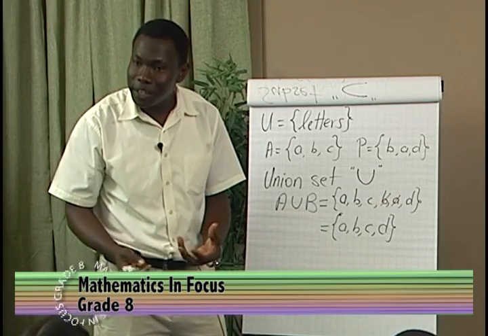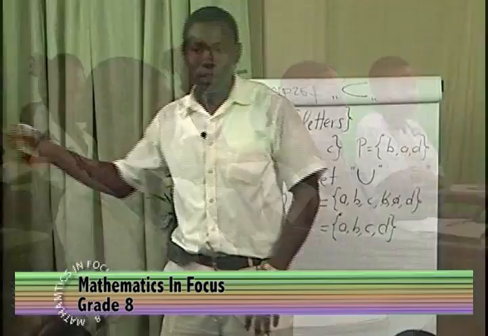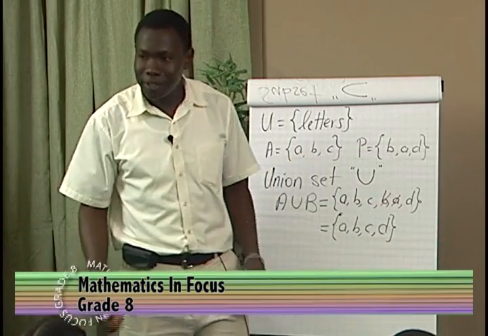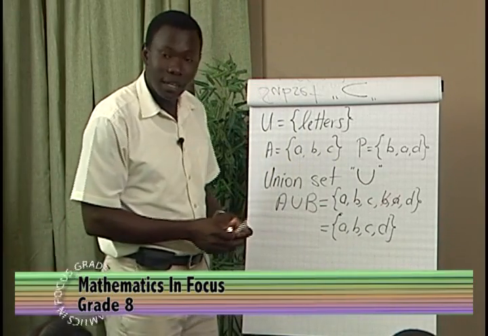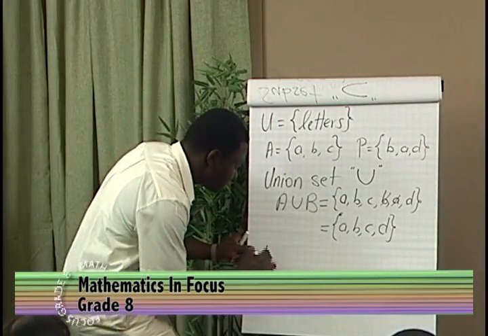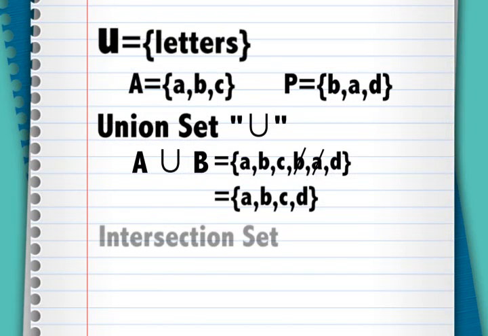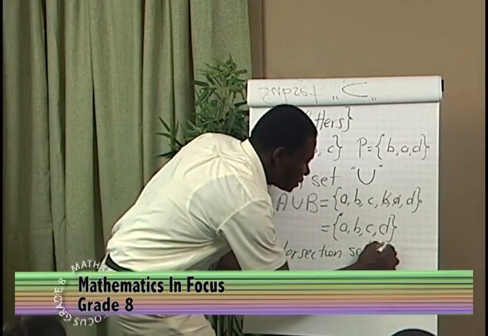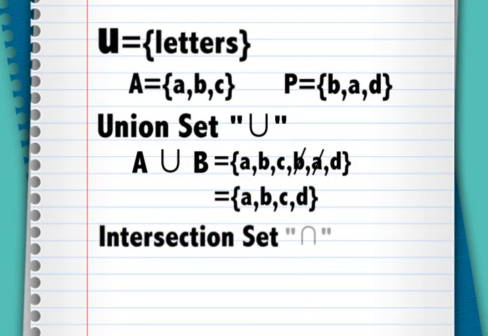There's a special name that we give to all those elements that find themselves on both sides. They're not over here or over there alone, they're on both sides. It begins with I. Intersection. Intersection set. And for the intersection set, the symbol we use is the reverse of the union symbol.